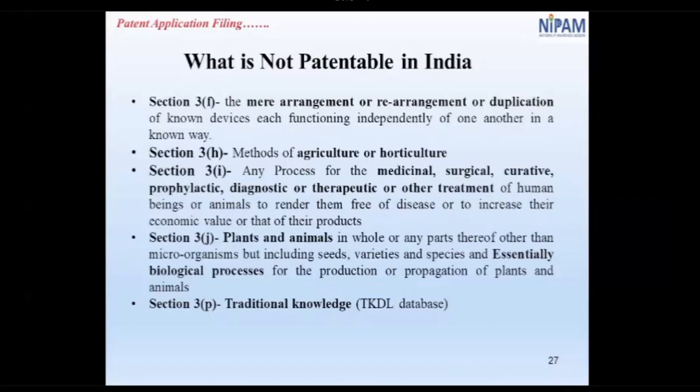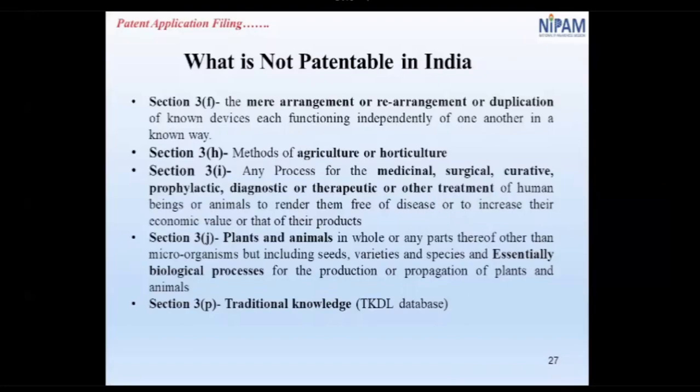Section 3H is vital for you people, because Section 3H says method of agriculture or horticulture is non-patentable. So anything that is related to method of agriculture or horticulture or any kind of method of agriculture will strictly fall under Section 3H, and as per Section 3H, we are not going to give you a grant for the method of agriculture.